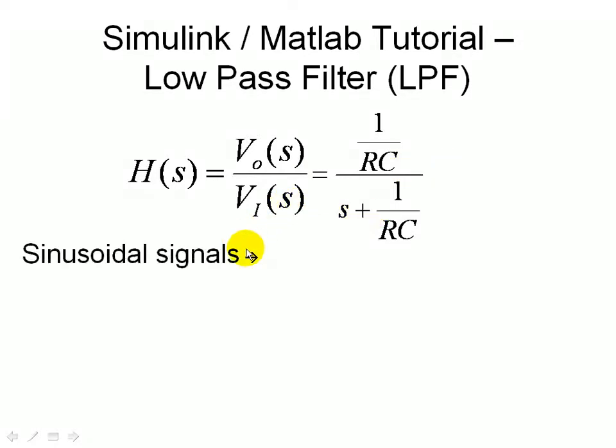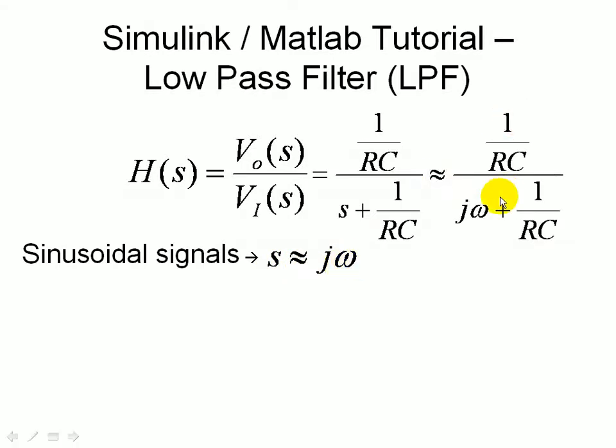and for sinusoidal inputs, sines or cosines, S can be approximated with j omega. When we do that, we have this relationship, and we can see that this is just a complex number. The numerator is just the real part, and in the denominator we have a real part and an imaginary part, or simply a complex number.